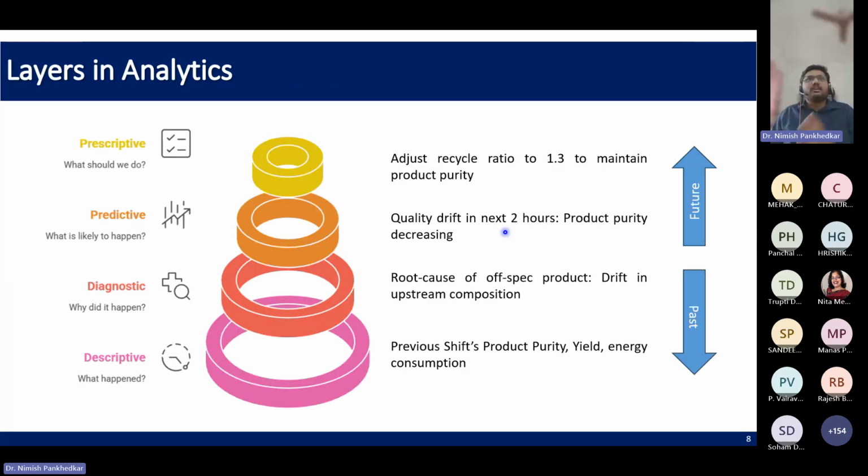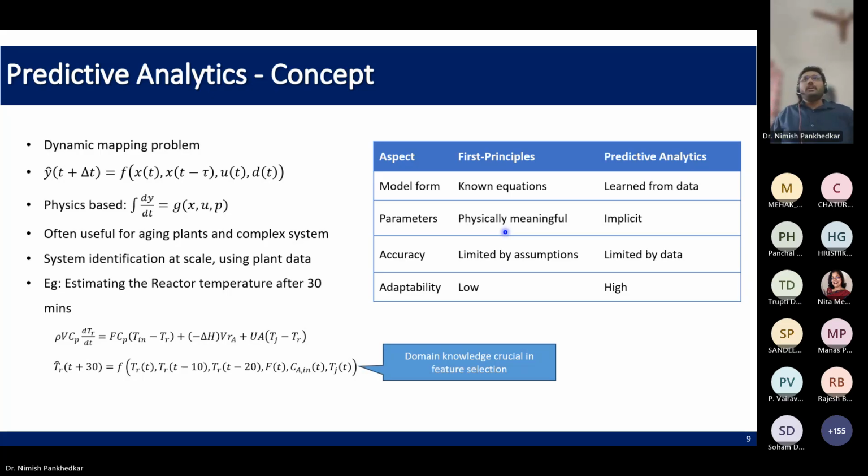So any questions so far? All right, that's good. So coming towards the core concept of predictive analytics.